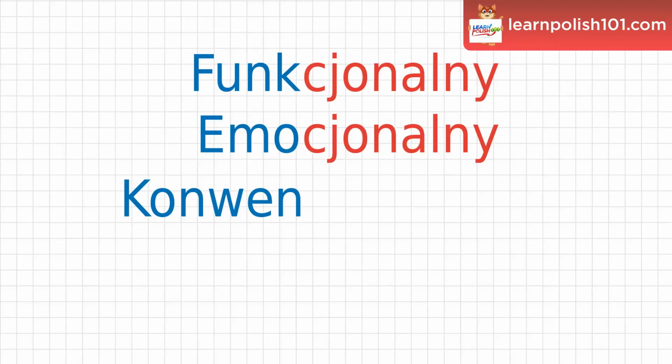Picture that word a bit more. We've got a V in there, but we don't have a V in Polish. We have the double V, which makes the W. So we've got konwencjonalny.